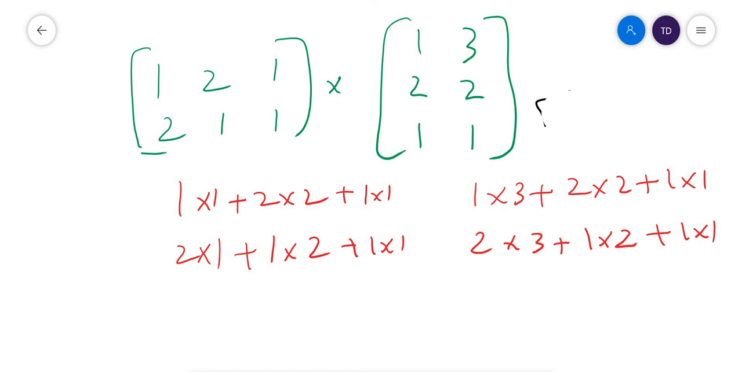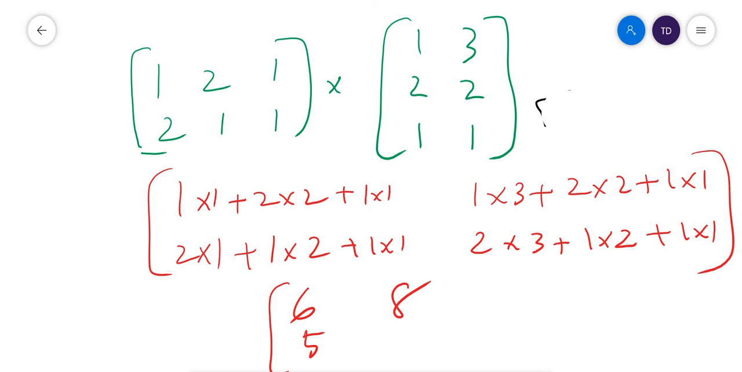Now you can add it. So what is 1 into 1? 1. 2 into 2, 4. 4 plus 1, 5, 6. 6 is the first element. Here it would be 1 into 3, 3. 2 into 2, 4, 4 plus 3, 7, 8. 8 is the element. Here 2, 2, 4, 4 plus 1, 5. Here it is 6. 6 plus 2, 8, 9. So this is your final answer.